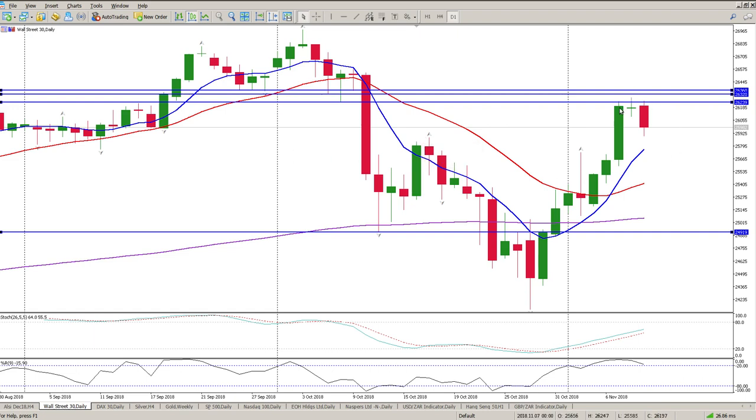Now if we look at where price is currently, look where it turned here. It turned back off this inside tail.